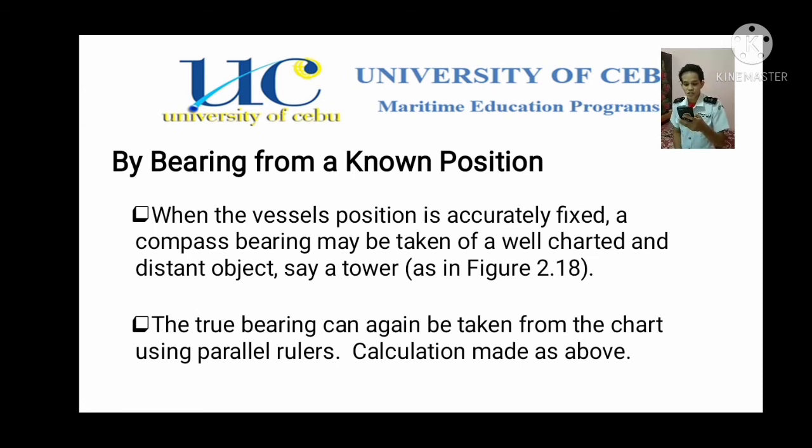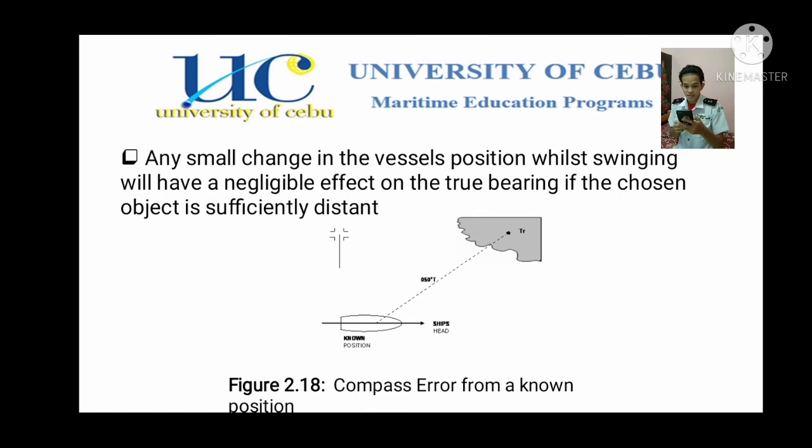When the vessel's position is accurately fixed, a compass bearing may be taken of a well-charted and distant object, say a tower, as shown in figure 2.8 below. The true bearing can again be taken from the chart using parallel rulers, with calculations made as above. Any small changes in the vessel's position while swinging will have a negligible effect on the true bearing if the chosen object is sufficiently distant.